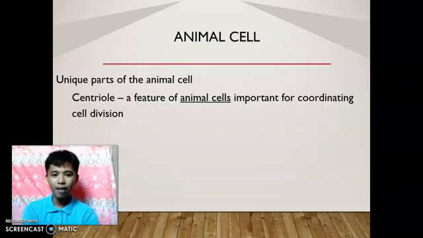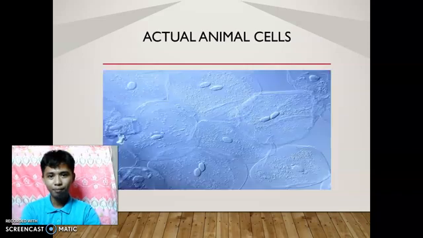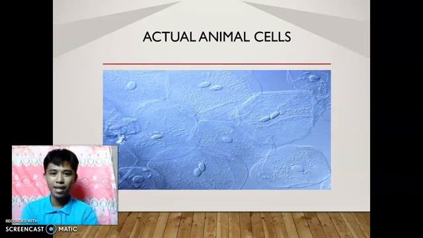Unique part of the animal cells. Centriole, a feature of animal cells important for coordinating cell division. So we are looking at the actual picture of the animal cells. When you observe the shape of the cell, it looks like a semicircle shape.